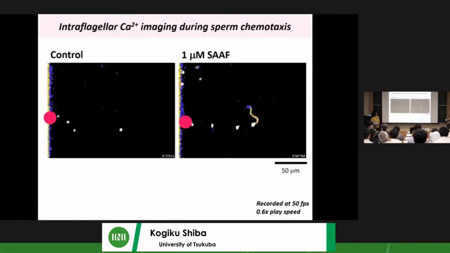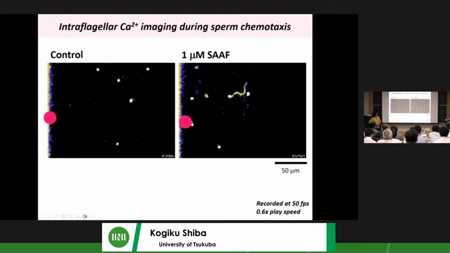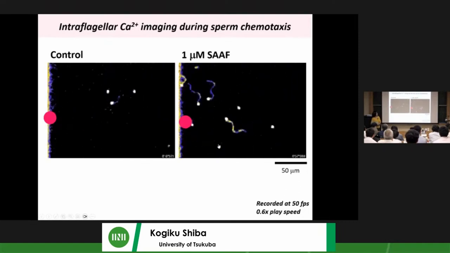So here is a result of the calcium imaging during sperm chemotaxis. On the left is a control. The capillary tip is here. This is a control, no chemoattractant here. You can see just the sperm head, and the sperm swim in a circle in the same trajectory. When there is 1 micromolar of attractant here, the sperm show chemotactic behavior. You can see that when the sperm turn, the intraflagellar calcium level increases and then decreases. So this calcium increase is the trigger for the sperm chemotactic turn.